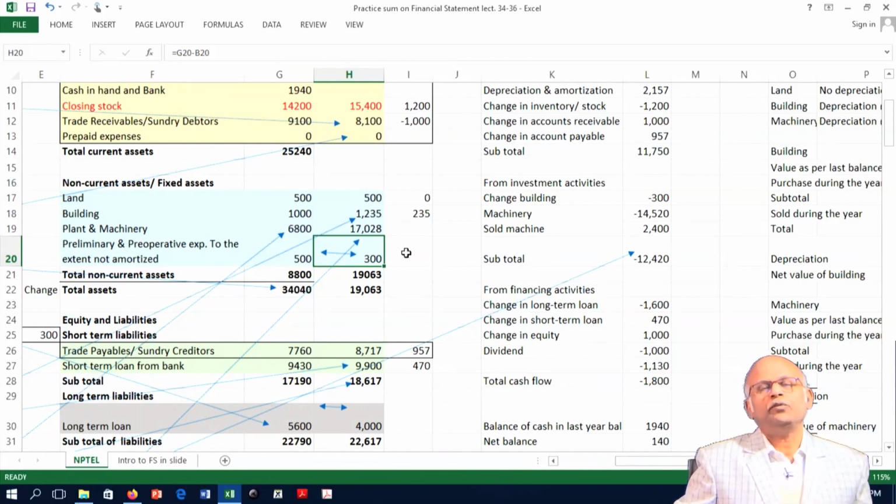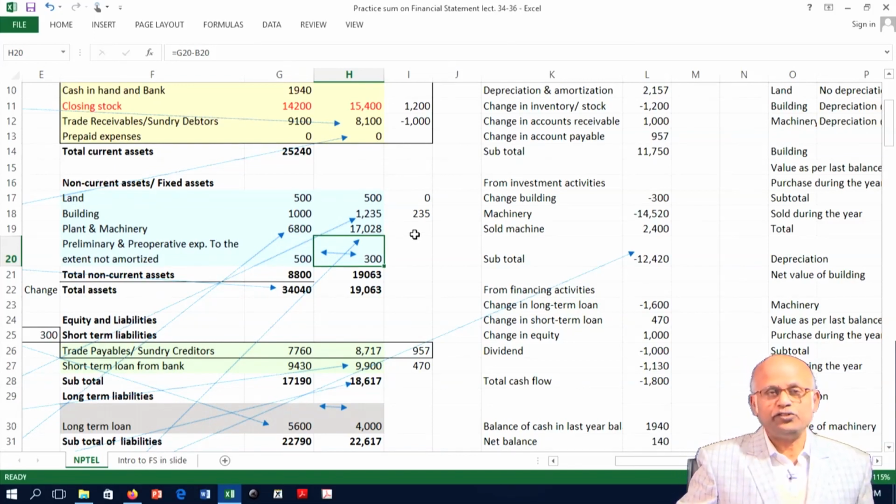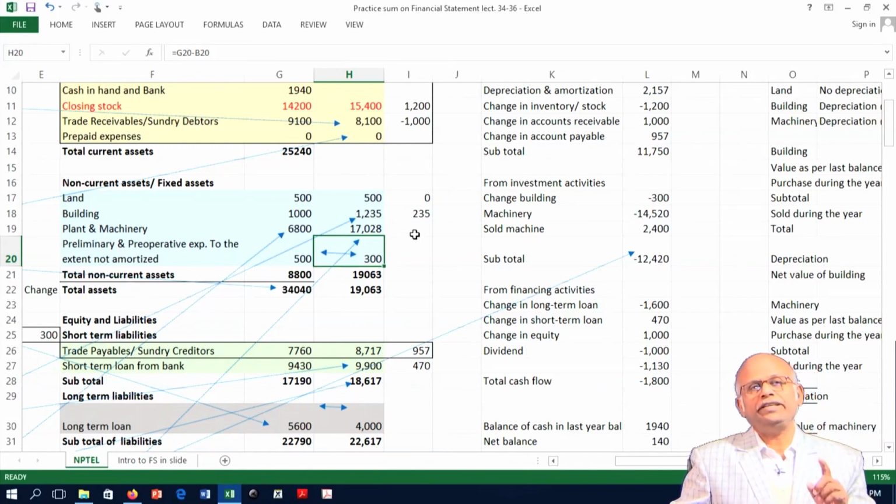Suppose the company wants to write off or amortize preliminary preoperative expenses over 10 years equitably, that means in equal installments, the company can do that. If they want to do that for 5 years, the company can do that very well. But then there has to be a policy. Company should declare that our policy is to amortize this amount equally every year by an amount of 200 rupees, or they can very well say that we want to amortize at the rate of say 40% every year, that is also possible.